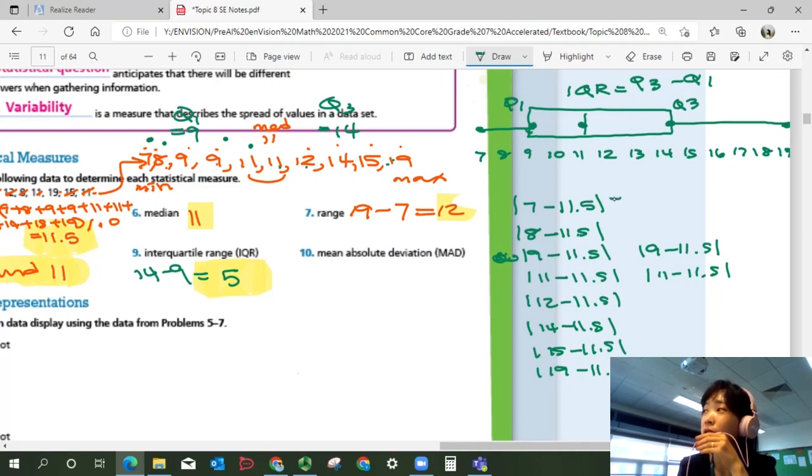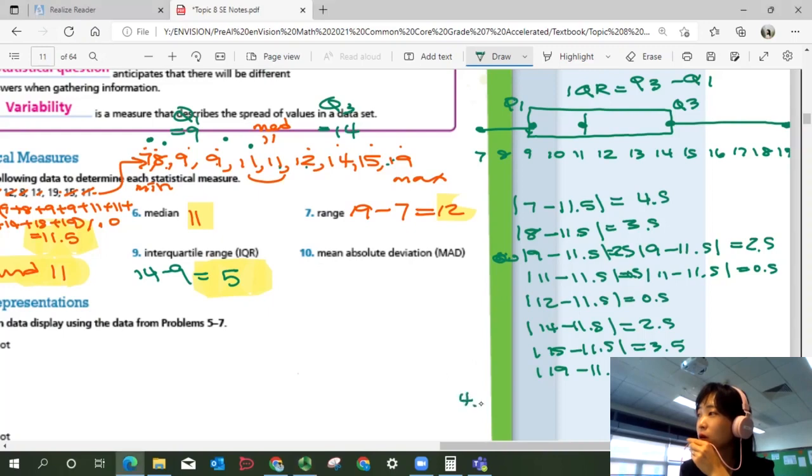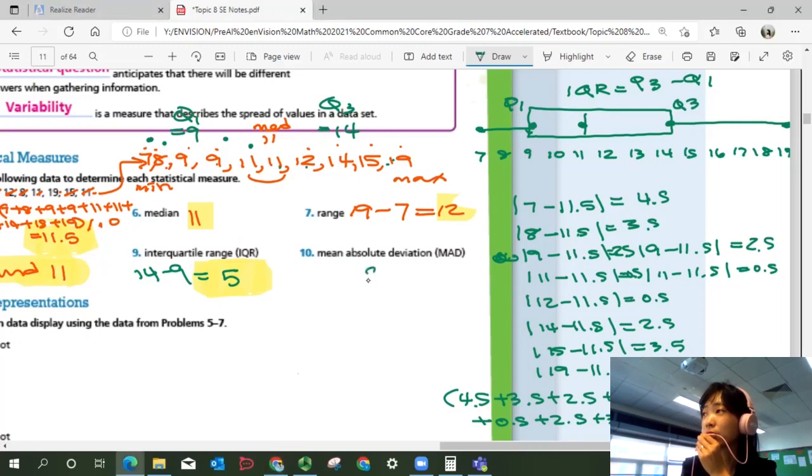Okay, and then what do you do after you figure out everything? You add them up and find the mean of these distances from your points away from your mean. Right, so now I have found all these distances. We're going to add them all up. 4.5 plus 3.5 plus 2.5 plus 2.5 plus 0.5 plus 0.5 plus 0.5. Wait, 1, 2, 3. And then 2.5 plus 3.5 plus 7.5. All of them divided by 10. And that should give you a nice little number of 2.8. Okay, so the answer for number 10 is 2.8.